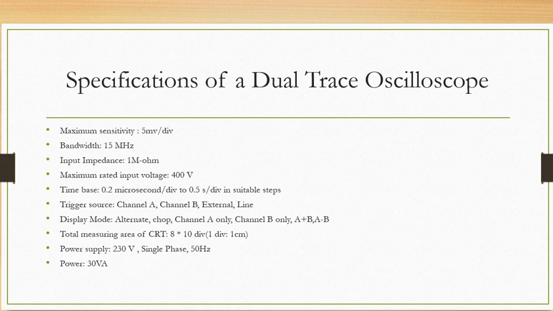The second is bandwidth. The dual trace oscilloscope has a bandwidth of 15 megahertz. Then the input impedance of this dual trace oscilloscope is up to 1 mega ohm. And the maximum rated input voltage is 400 volt.